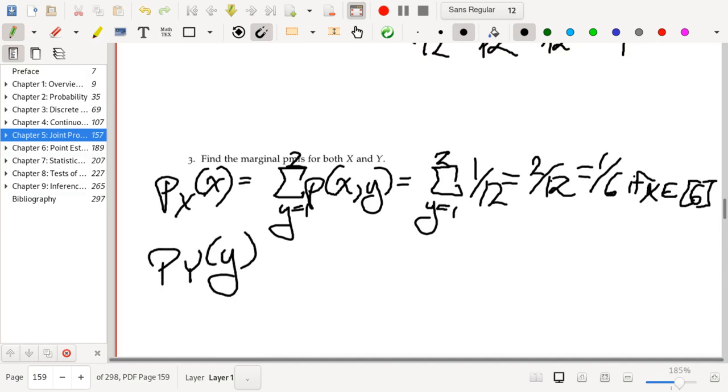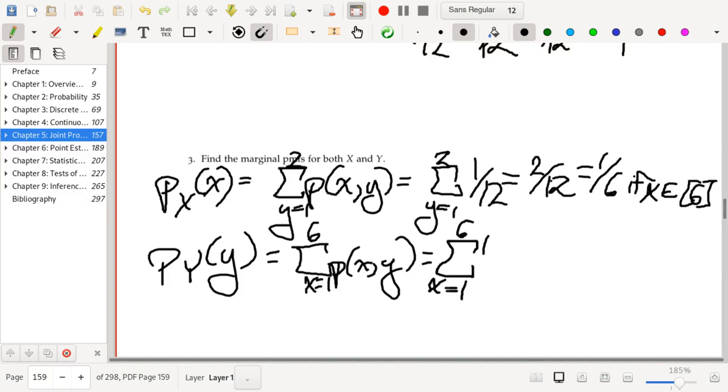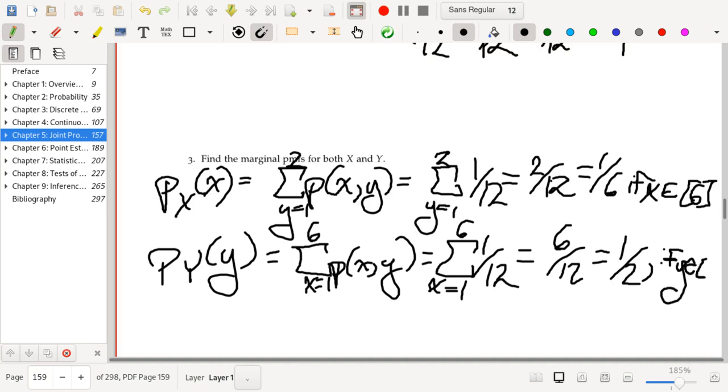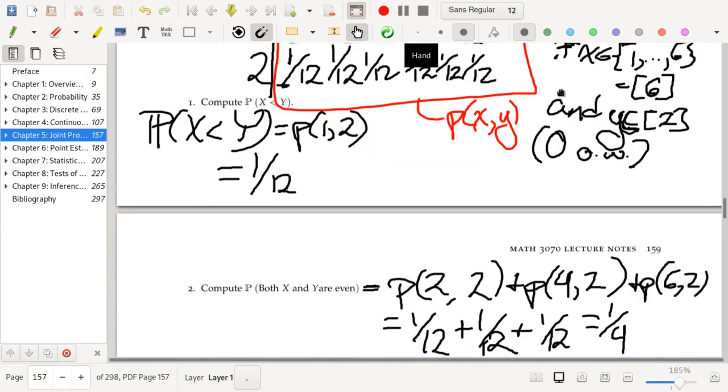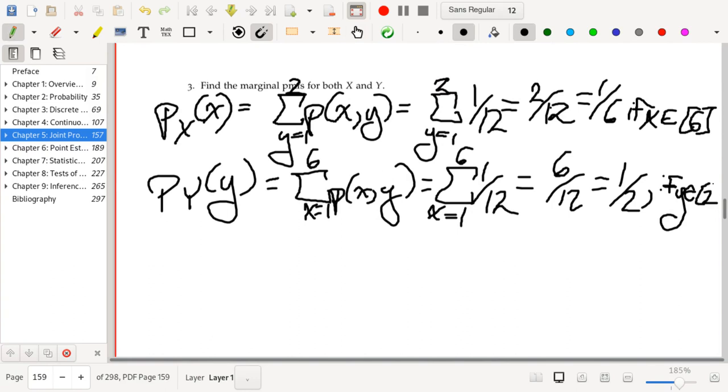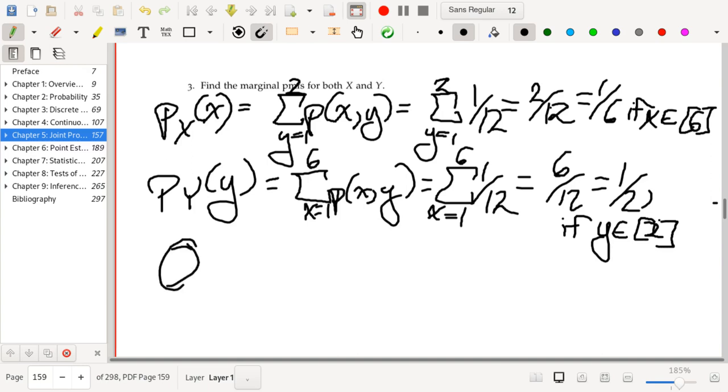If we're looking for the marginal probability mass function for y, that's going to be the sum over x of p(x, y), and x ranges from 1 to 6, so this is the sum from x equals 1 to 6 of 1/12, which is equal to 6/12, which is 1/2. And that's going to be true if y is an integer between 1 and 2. Let's just get rid of this. So this is the case if y is either the integer 1 or 2, so this should be 2. Otherwise, either one of these will be 0.